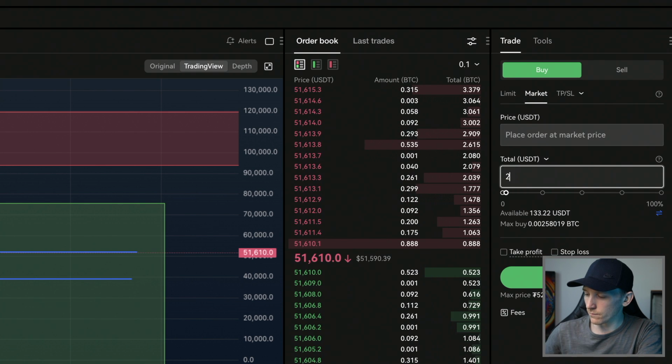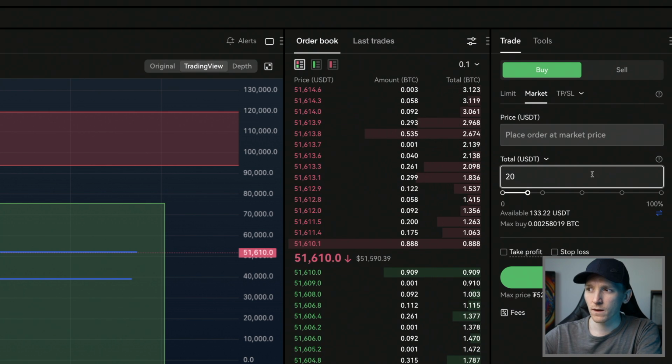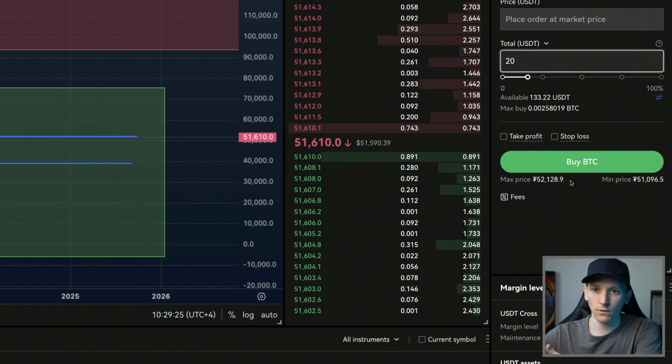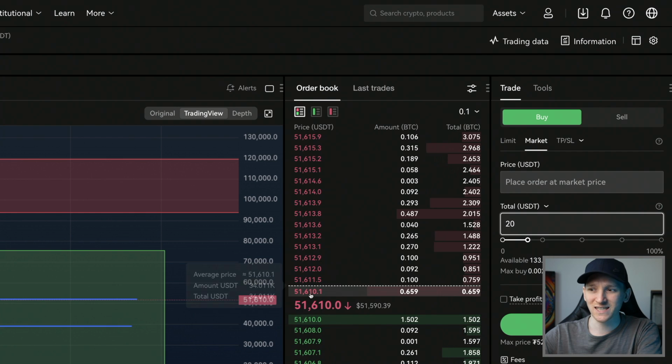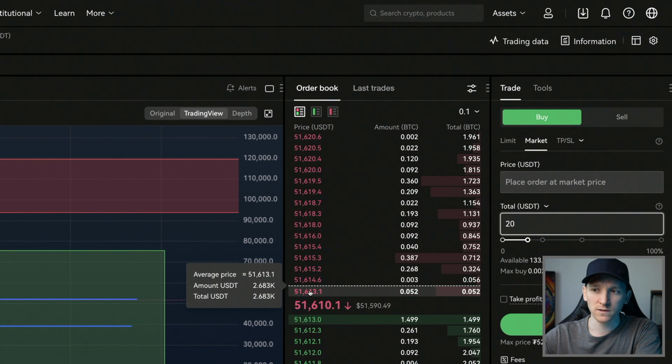USDT, I'm going to buy $20 worth. Just click buy, and that will go through. You are going to trade this price right here, which is the cheapest offer or the cheapest ask. This one. We are buying the cheapest price, so we'll get that.